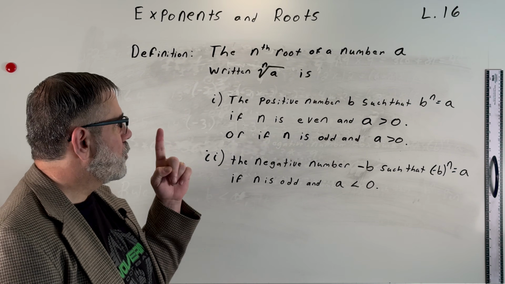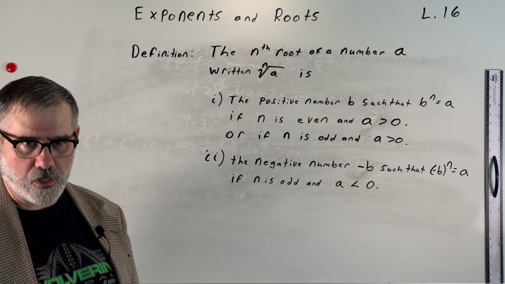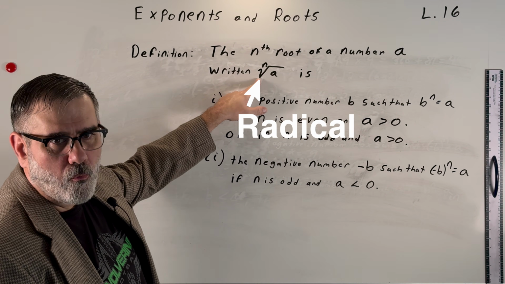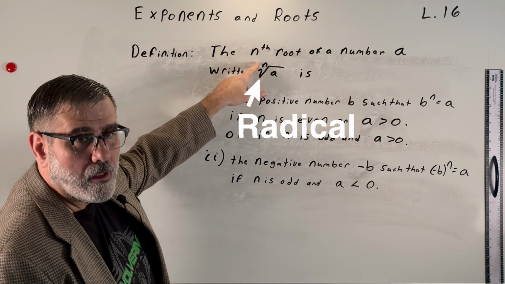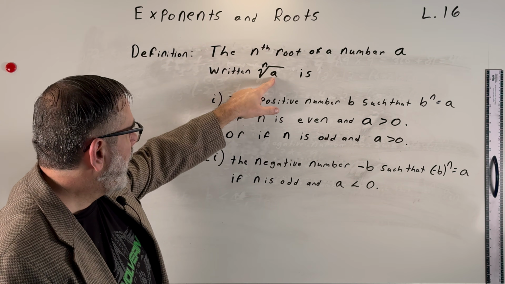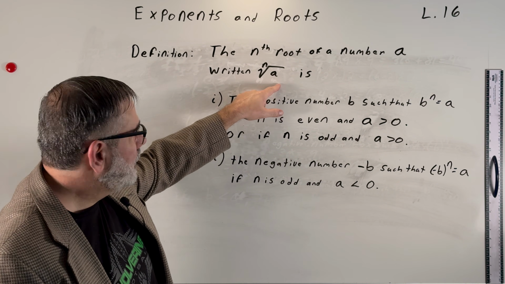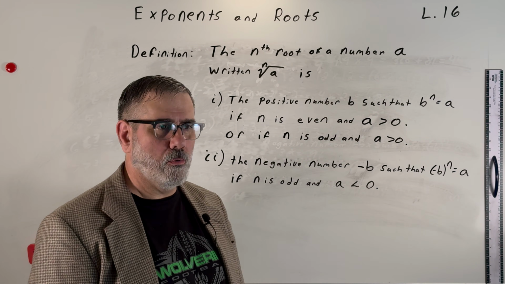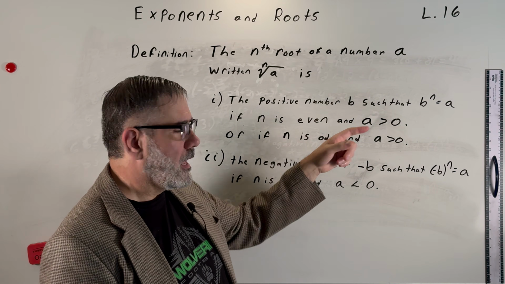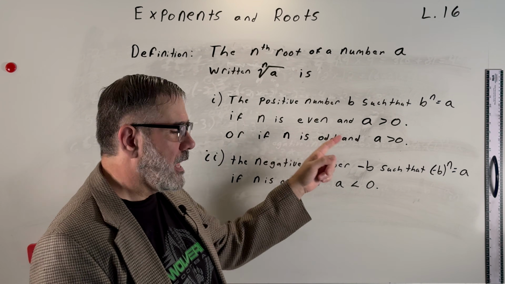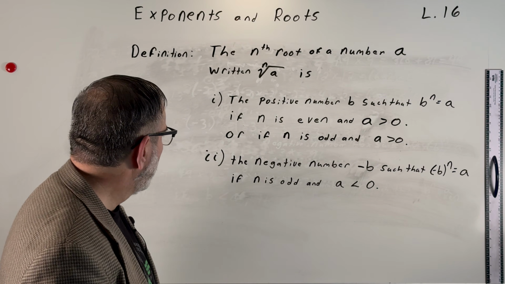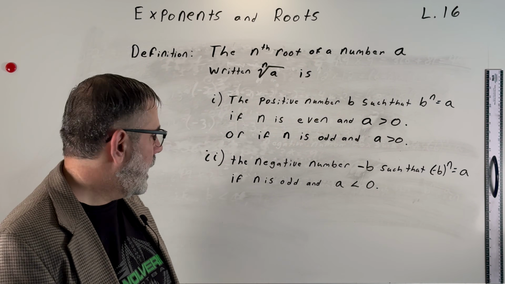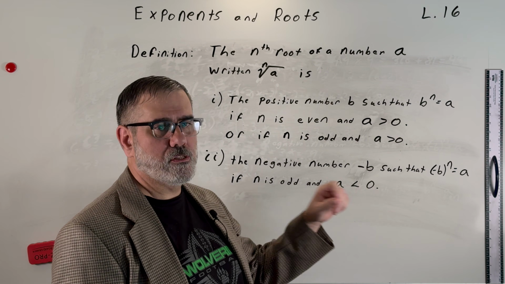So it says the nth root, so the root is the inverse operation of exponentiation. The nth root of a number a, written with this sign here, which is called the radical sign, where we put the exponent n up here, and a is the number we're interested in taking the root of, is the positive number b such that b raised to the nth power is equal to a if n is even and a is greater than 0, or if n is odd and a is greater than 0. It is the negative number minus b such that minus b to the n is equal to a if n is odd and a is less than 0.